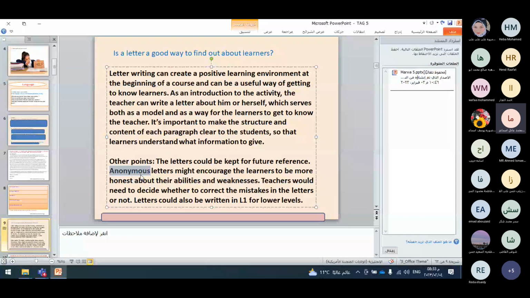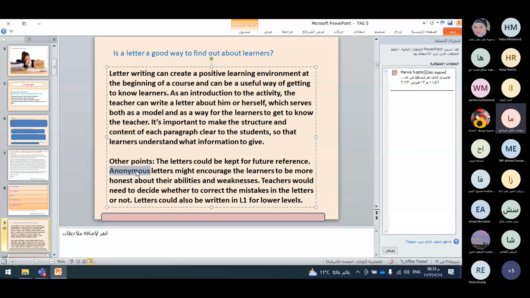And there is something else. You can think about this word. What's this adjective? Anonymous letters. What does this word mean? Anonymous. Let me facilitate it. Yes, anonymous letters.